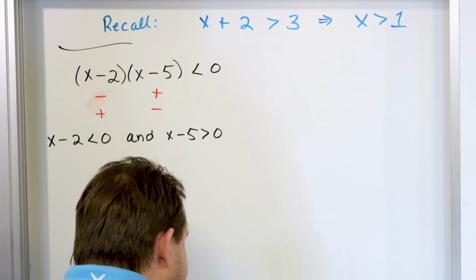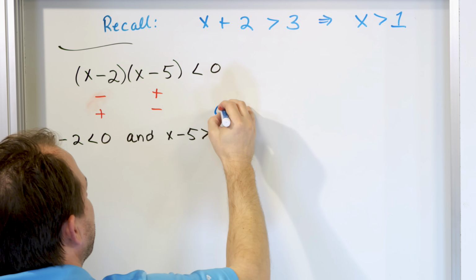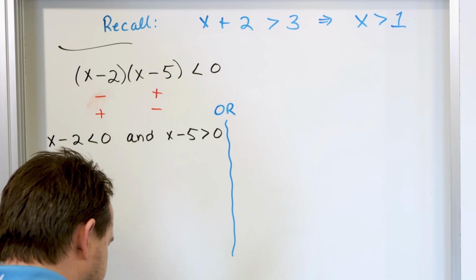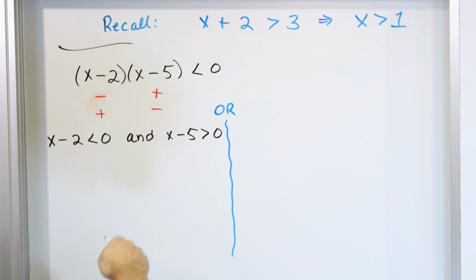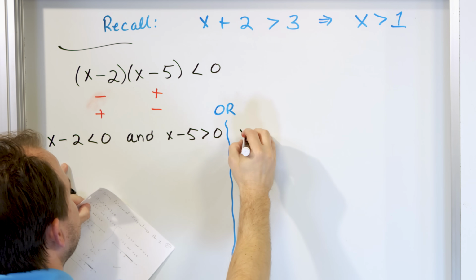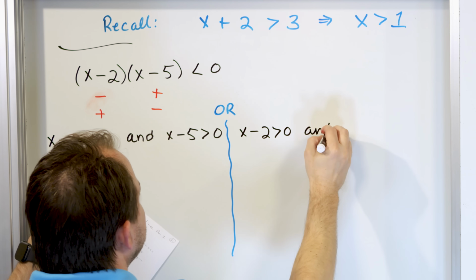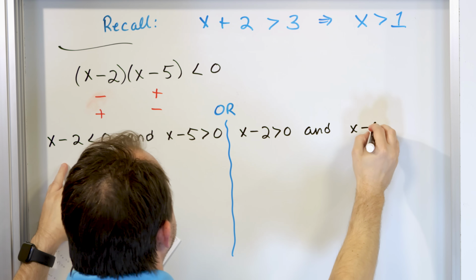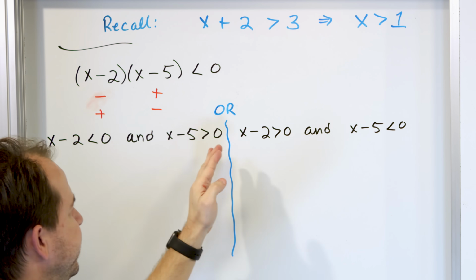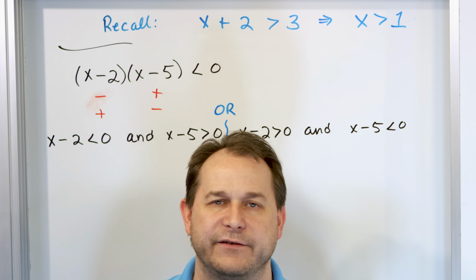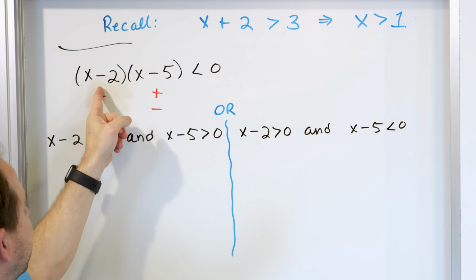And then what I want you to do is draw almost like a little vertical line. I want you to write the word or, because there's another case here. Remember, this can be the case or these can be the case. So for this other case to be true, we can have x minus 2 greater than 0, and I want you to write the word and, x minus 5 less than 0. These are the only ways that this inequality can be satisfied. There are no other ways to make the product of these two terms negative.